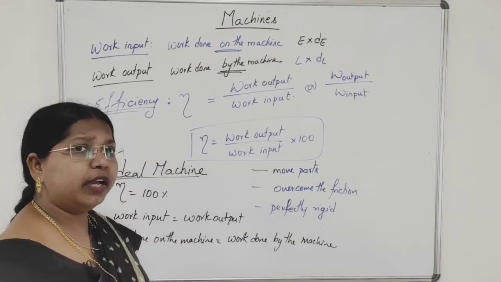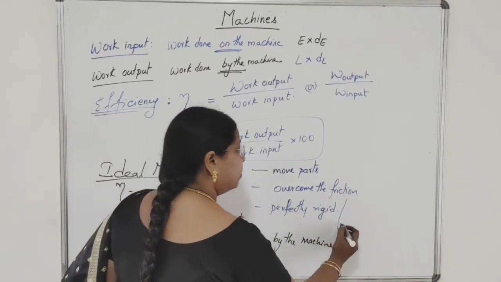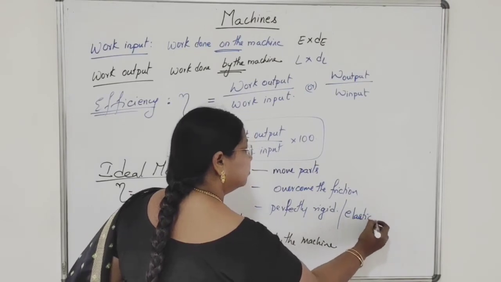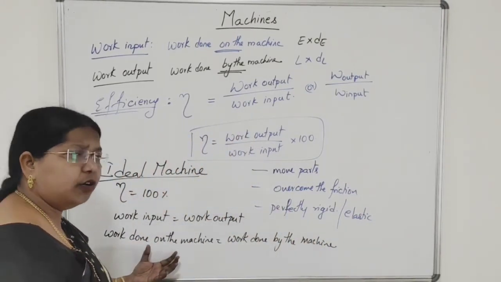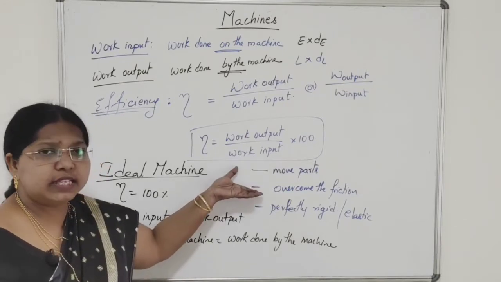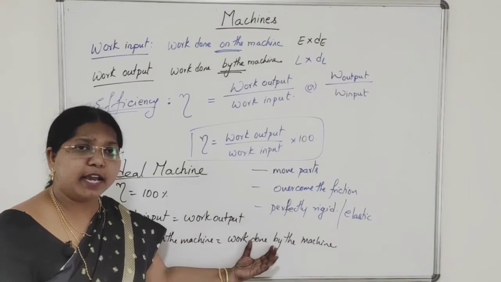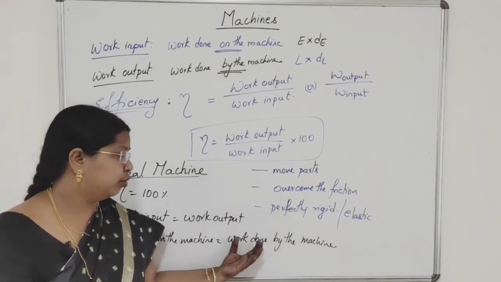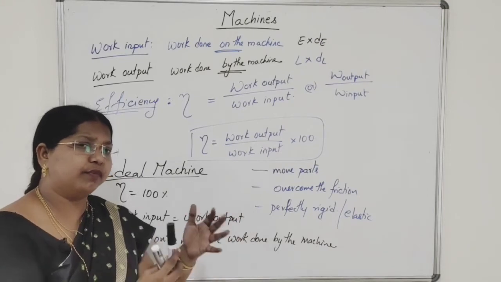All the strings we are using are not perfectly elastic. So all these things come in here. Because of that, some part of the input is utilized to do these things. So 100% was not utilized by the machine to do the output, to give the work, what we want to lift, what we want to move.